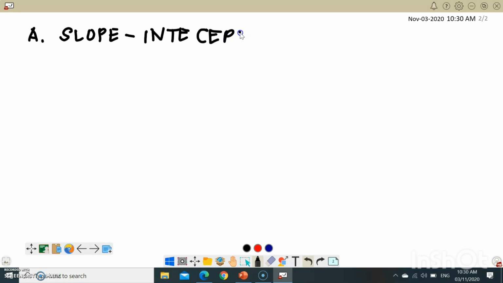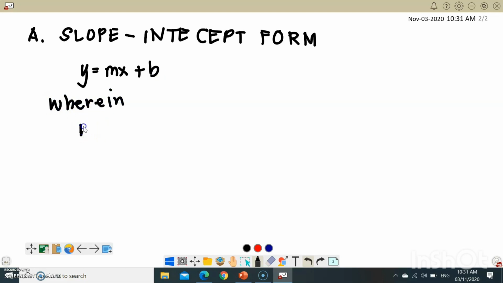The most common form of linear equation in two variables is the slope-intercept form of the equation. We follow the form y is equal to mx plus b, wherein m is the slope and b is the y-intercept.